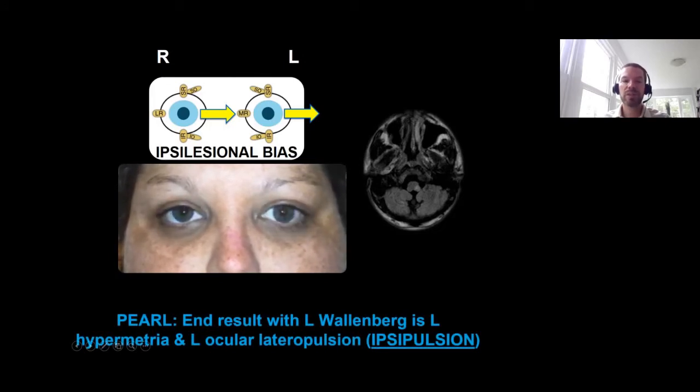So this is what you're going to see. Toward the side of lesion, you're going to see hypermetric saccades and ipsipulsion. Away from the side of the lesion with a Wallenberg, you will see hypometric saccades, as I showed before.